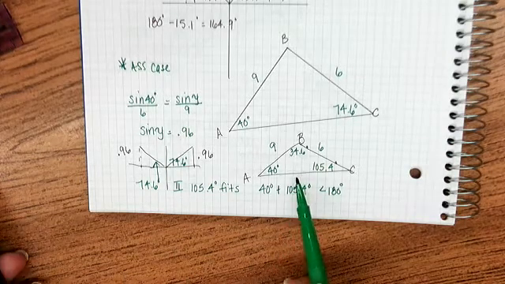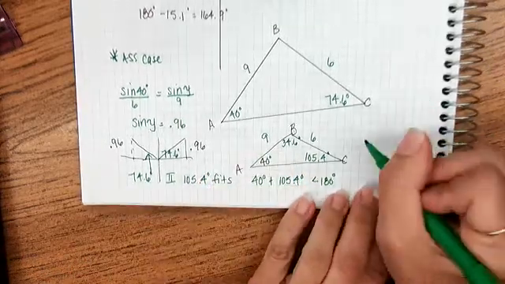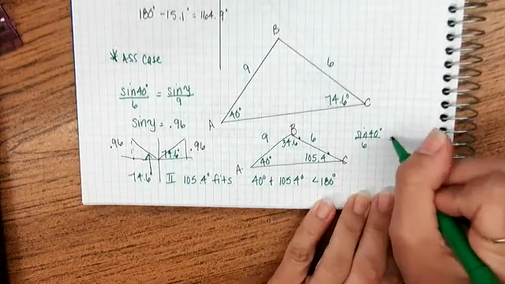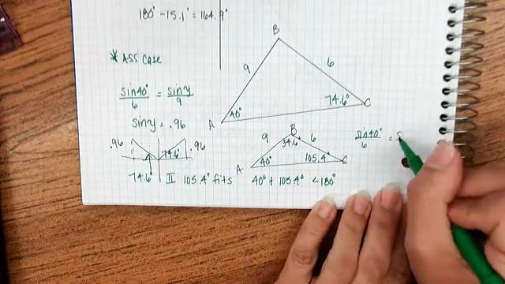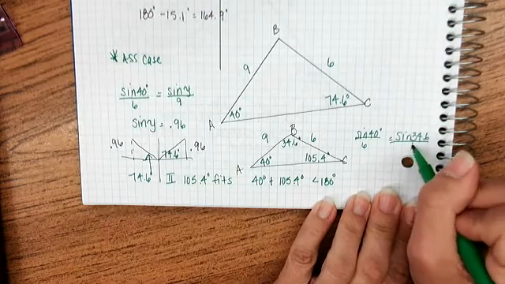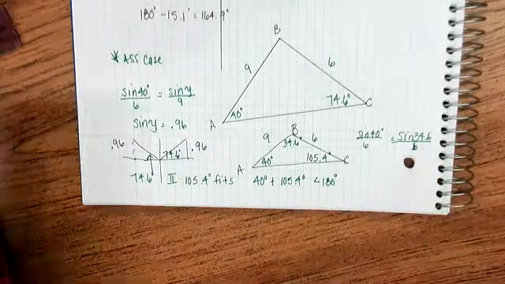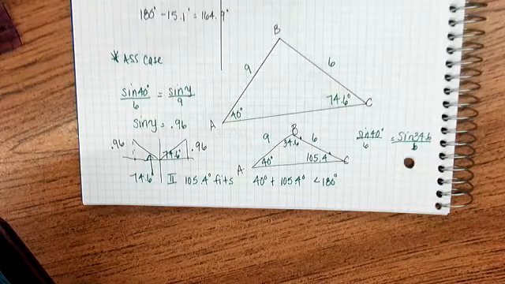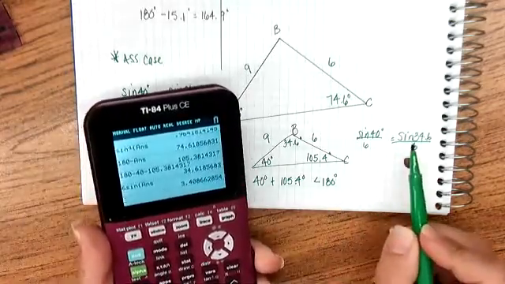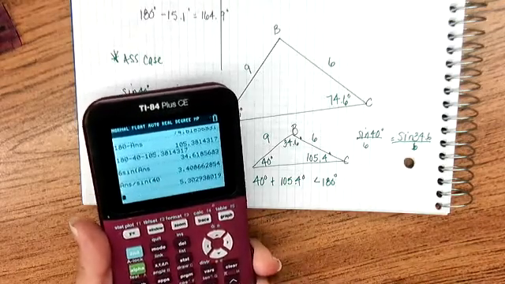And now I can find side B. So side B is going to be, I'm going to use the sine of 40 over 6. And that's going to equal the sine of 34.6, which is in my calculator, over B. So 6 times the sine of 34.61 blah blah, divided by the sine of 40, is 5.3.